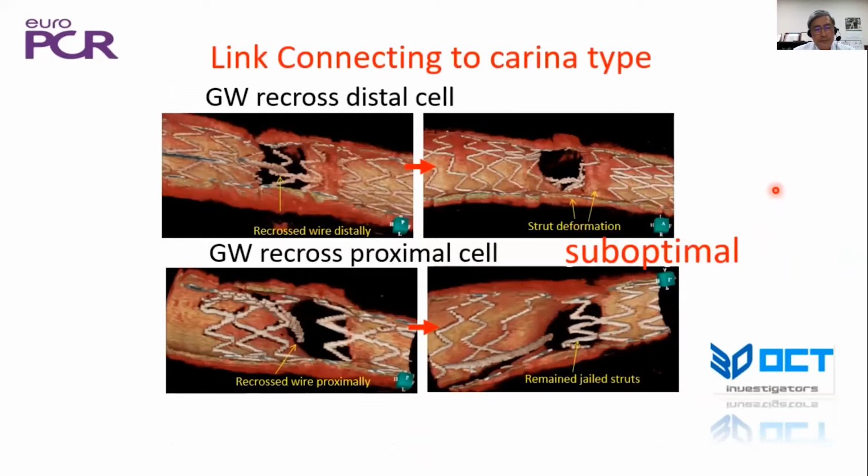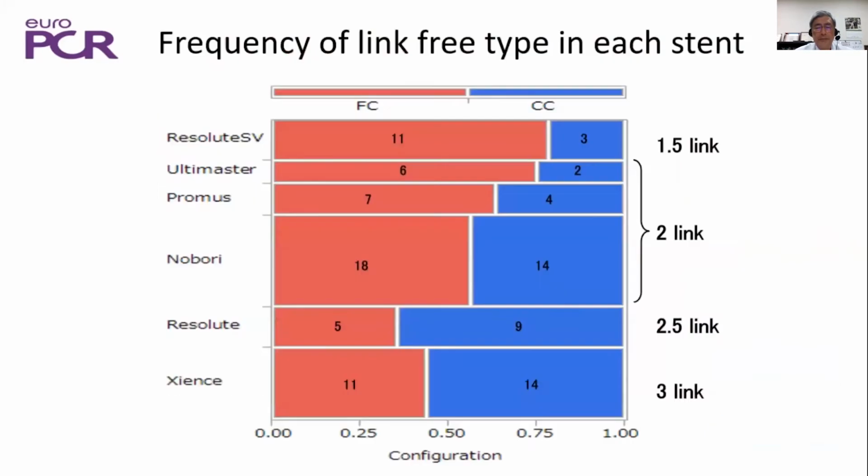This is another example of link connecting to carina type. The link is here and the guide wire is crossing the distal cell. After KVT, this stent crushed and also a no stenting zone happened. And if the guide wire crosses the proximal cell in the link connecting to carina type, a metallic carina remains at this site. All of this is a suboptimal condition after KVT.